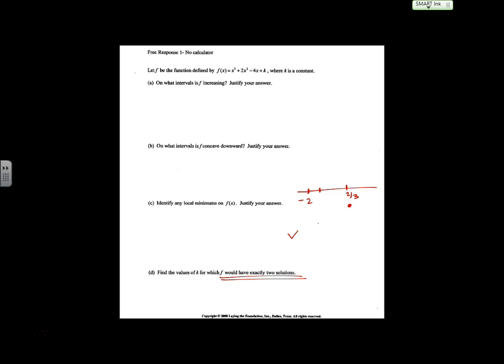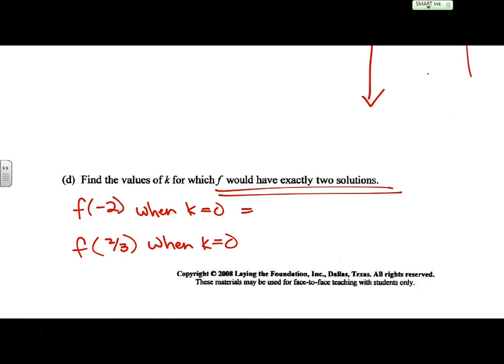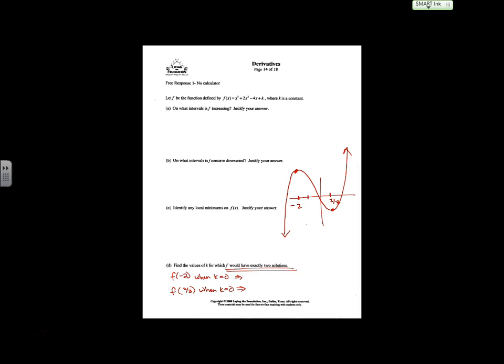Sorry, you guys can't see me really, can you? We either go down to the max, it's going to hit only twice, or we can go up to the min, it's only going to hit twice. So the long story short of it is you just need to figure out what those y values are, as far as what is f of -2 when k equals 0, and what is f of 2/3 when k equals 0. And that's going to tell you the shifts that you would need to do in order to offset those minimums and maximums. If you plug in -2, I did it yesterday, I think it ended up being 8.